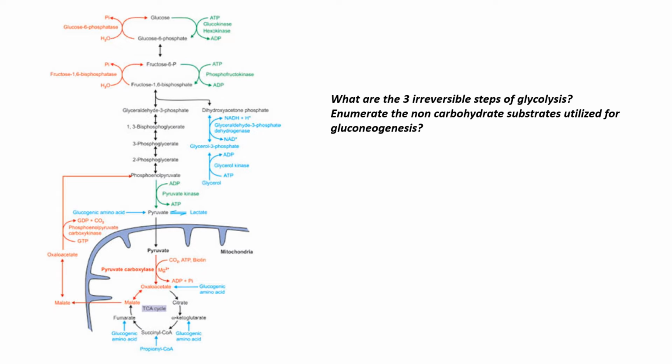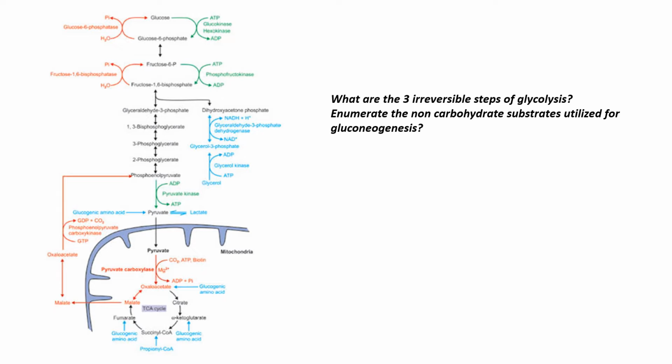If you look at this flow chart, you can see that this is a flow chart of glycolysis. Here you can see glucose, and glucose is ultimately converted into pyruvate, the end product. If you see the steps of glycolysis, there are 10 steps, and out of these 10 steps, 7 are reversible and 3 steps are irreversible. There are 3 irreversible steps.